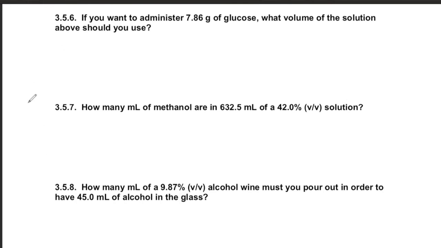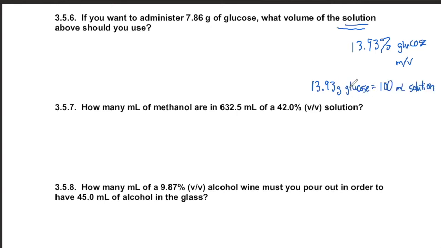So let's do some problems where we are using these concentrations to convert either from solute to solution or from solution to solute. So this is asking about the solution above. The solution above is 13.93% glucose, and that's a mass volume percent. So what that means is that there are 13.93 grams of glucose for every 100 milliliters of solution. So this is the relationship that we can use to convert from grams to milliliters.